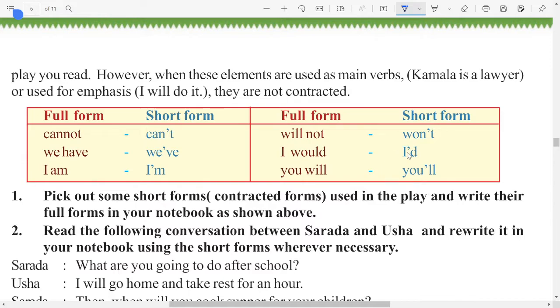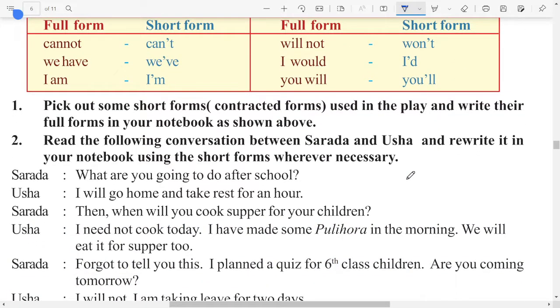I would, you can use apostrophe d. You will or you'll, both are same, apostrophe double l. Now pick out some short forms, contracted forms used in the play and write the full forms in your notebook as shown above.